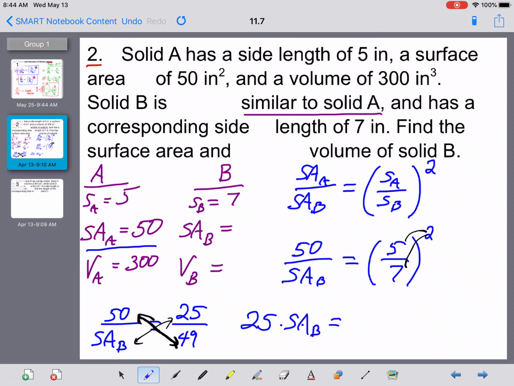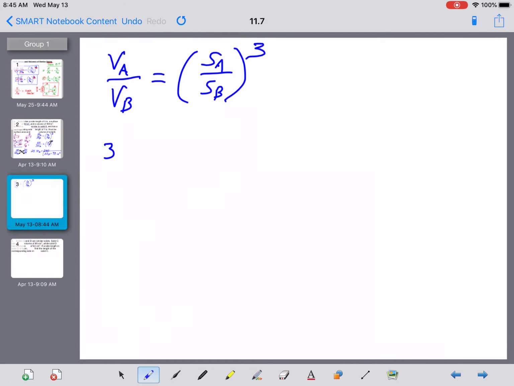We still have to do all the work now to find volume, so I better start a new page right here. And let's start now with the formula for volume we talked about, which is this one right over here. All right, so volume of figure A divided by the volume of figure B is equal to your scale factor, side of A over side of B, but because volume is 3-dimensional, everything is getting cubed here. Okay, we know that the volume of figure A was 300 cubic inches. So we're going to put a 300 right up here. We do not know the volume of figure B. That's what we're looking for.